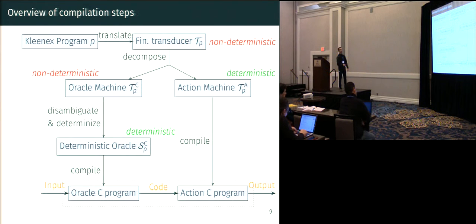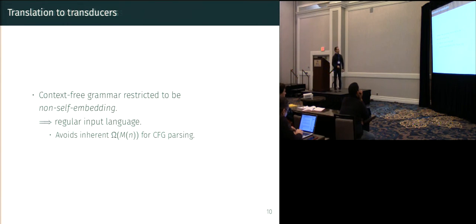And these two deterministic machines are then compiled via C into programs that can be executed in parallel, with the output of the oracle program piped into the action program to obtain this streaming behavior. For the translation from programs to transducers to terminate, we require that the input grammar is non-self-embedding, which is a syntactic check on the grammar that essentially ensures that the input language is regular. And by doing this, we also avoid the inherent lower bound complexity for context-free parsing, which is M(n), where that is the complexity of multiplying n by n matrices.